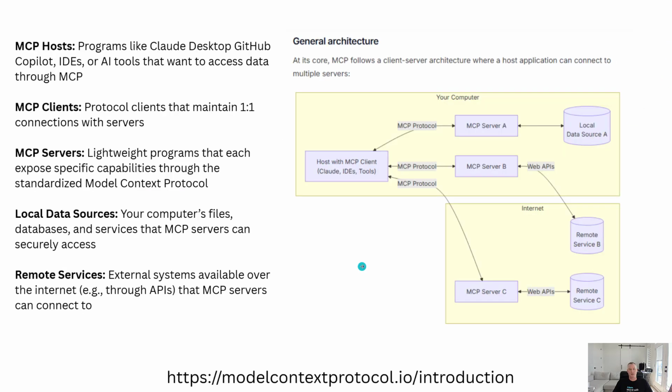So here's just a diagram. This comes from modelcontextprotocol.io. It describes this a little bit, where you can have an MCP client. That could be an IDE, that could be an agent, and other tools. And then you would consume an MCP server over the MCP protocol, and that could live across a variety of servers.